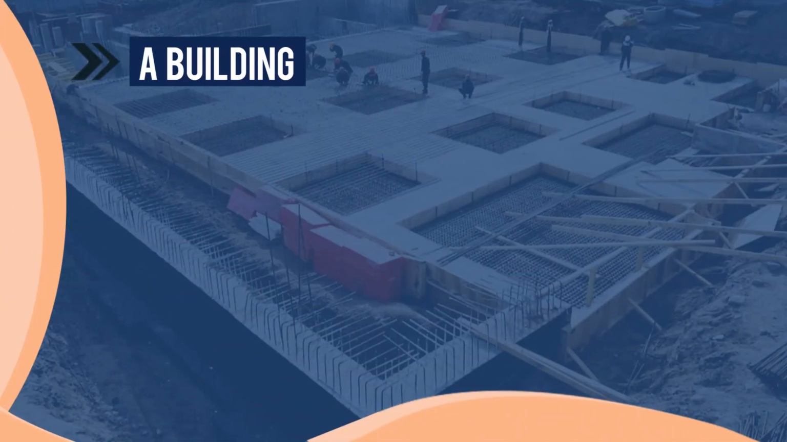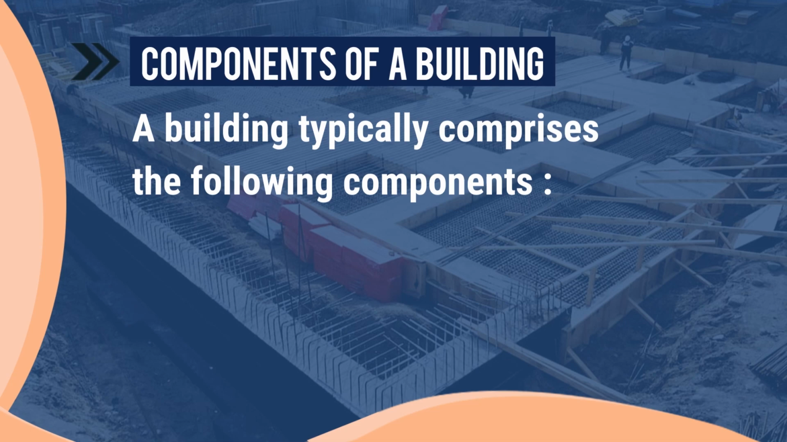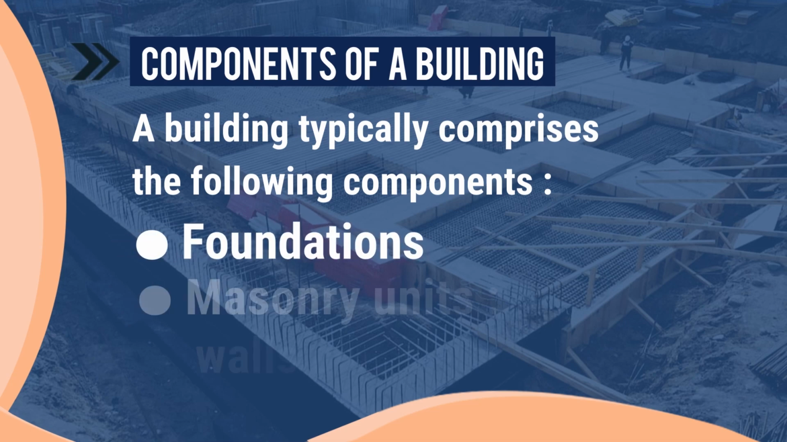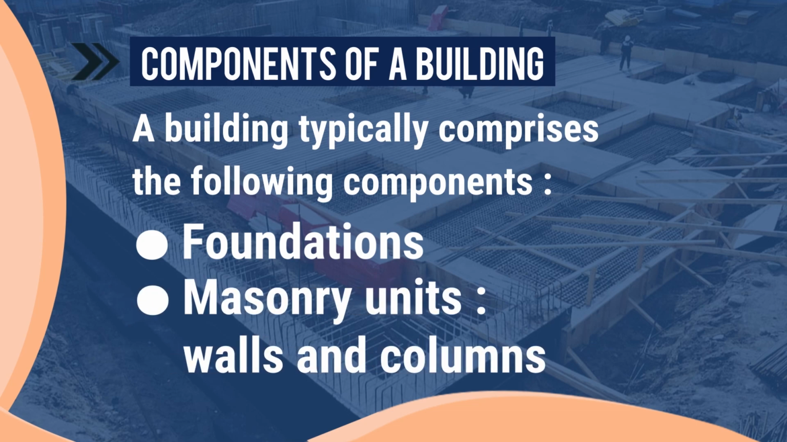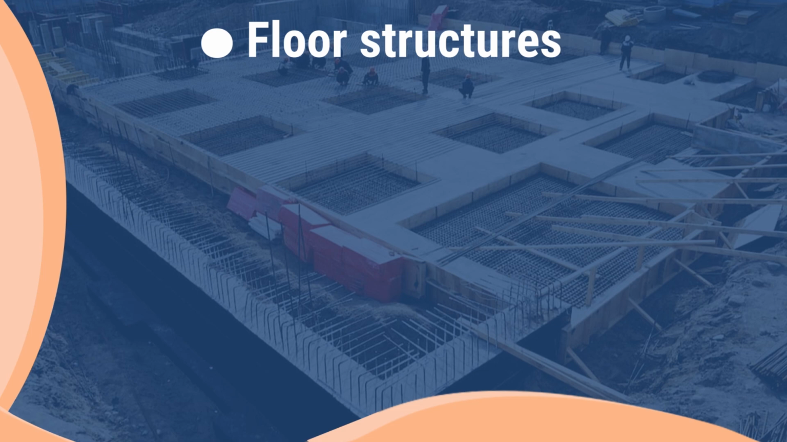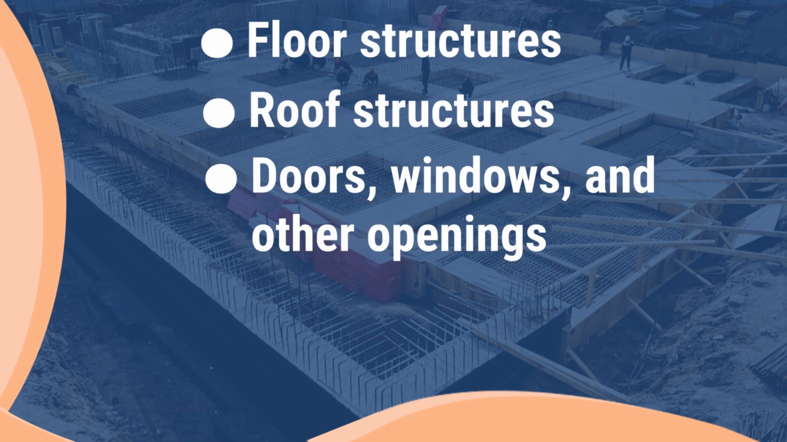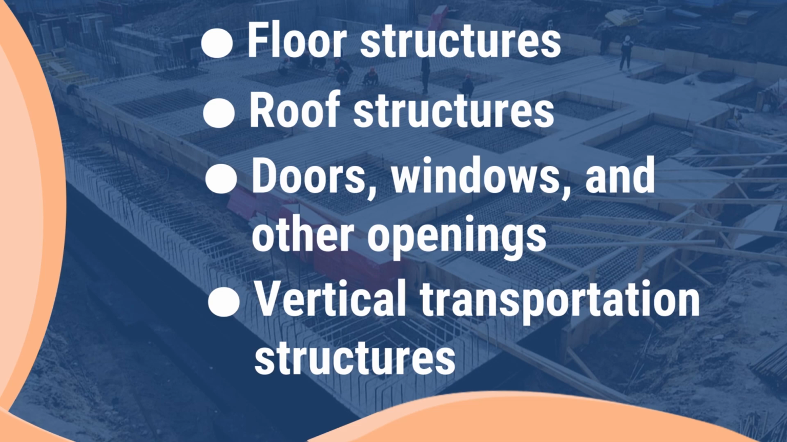Then what are the various components of a building? A building typically comprises the following components. First is foundations, second is masonry units which include walls and columns, third is floor structures, fourth is roof structures, fifth is doors, windows and other openings, sixth is vertical transportation structures, for example staircases, lifts, ramps, etc.